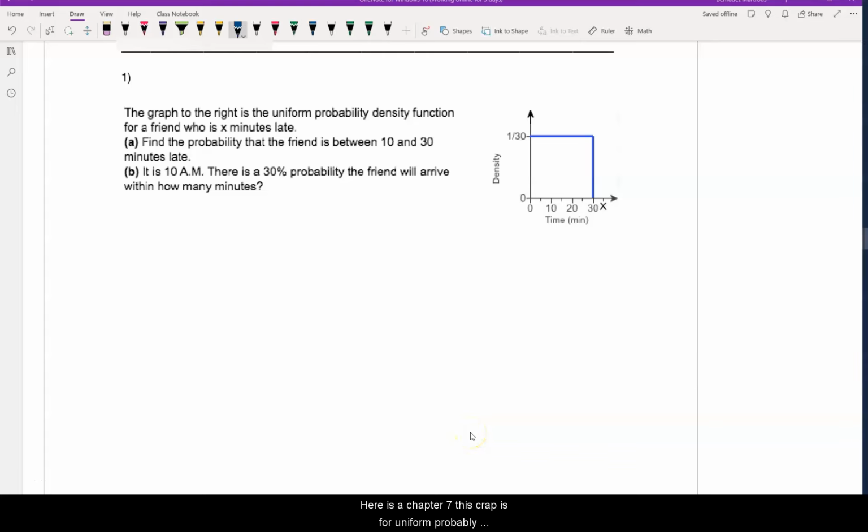Here is chapter 7. In this part we have a graph for a uniform probability density function for a friend who is X minutes late. Part A: find the probability that a friend is between 10 and 30 minutes late.